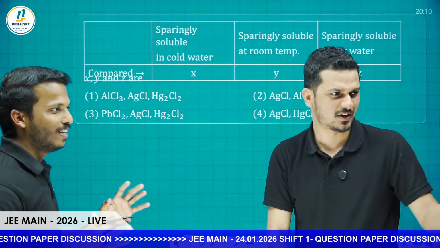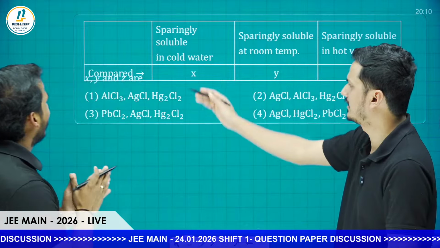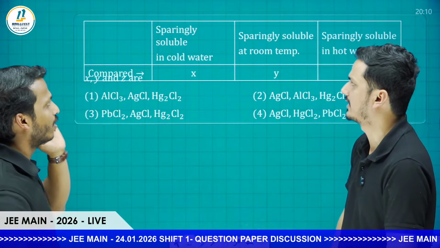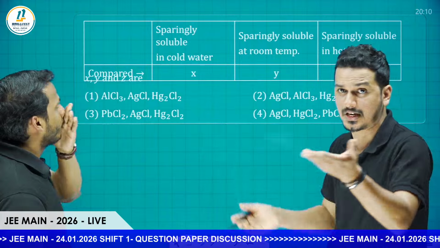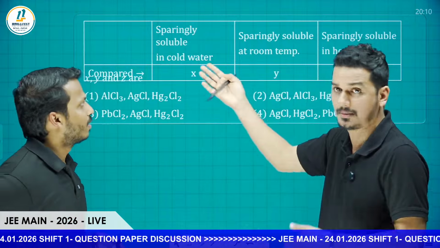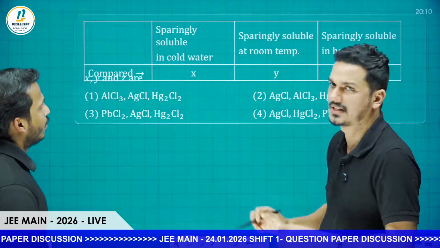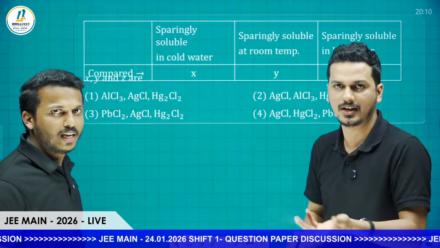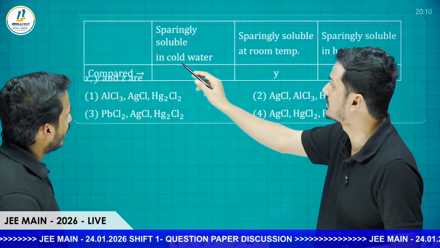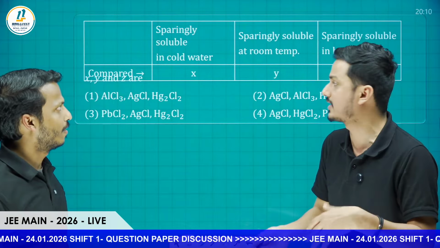I think in today's chemistry, everyone has done it very well. Here they need some basic fundamental idea, especially qualitative and quantitative analysis, the lab-related questions. Sparingly soluble in cold water should mean a lead salt, mainly AgCl. Lead salts are sparingly soluble in cold water; in hot water they are soluble.